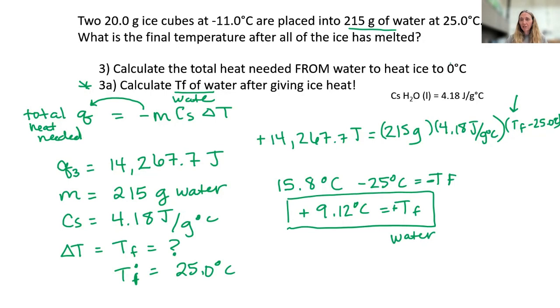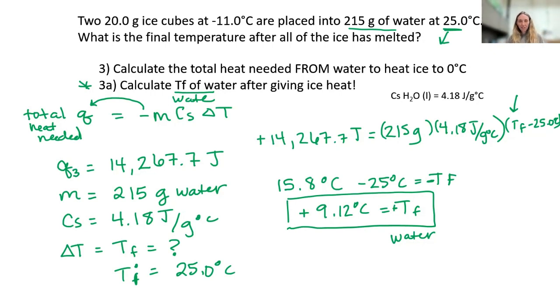And the reason why I caught myself is because here my temperature starts at a positive 25 degrees. I know it's going to drop, but it's not going to drop below 0 degrees, right? Our ice is at 0 degrees. Our temperature for the water is 25. That's going to drop a little bit, but it's not going to go below 0, right?